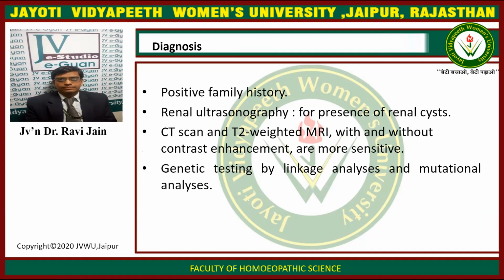Then, second method, you can perform a renal ultrasonography in which you can see the presence of multiple cysts, hundreds and thousands of cysts visible. CT scan can be done and T2-weighted MRI can be done with or without contrast enhancement, as these are more sensitive investigations to observe the cysts embedded in the kidney. Genetic testing by linkage analysis and mutational analysis can be done to check in the very early stages whether the person is susceptible to developing polycystic kidney, or when there is a doubt, genetic testing by linkage analysis can be done.